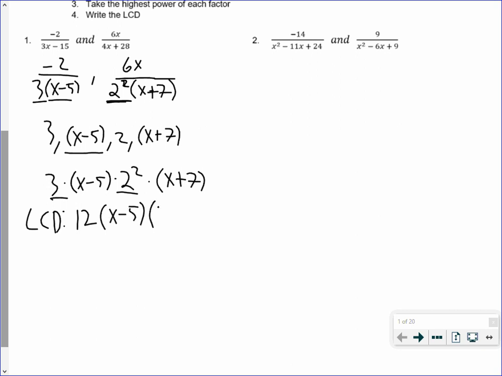And we're leaving the parentheses as is. We are not going to FOIL that out. It's not going to do us any good. And that's not how we want it. So our LCD at number 1 is just 12 times x minus 5 times x plus 7.